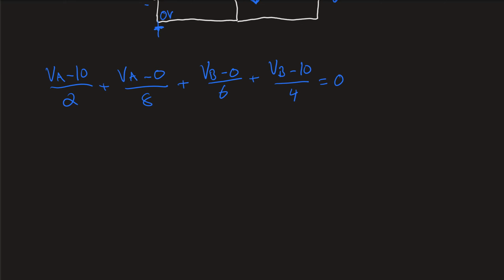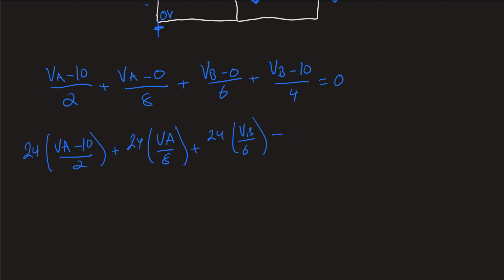What divides all of these evenly? Looks like 24 does. Again, if you didn't see that, you could multiply them all together, you'll just be dealing with bigger numbers. But 24 is going to divide evenly amongst all these. So I've got 24 times (VA minus 10) over 2, plus 24 VA over 8, plus 24 VB over 6, plus 24 times (VB minus 10) over 4, equals 0.